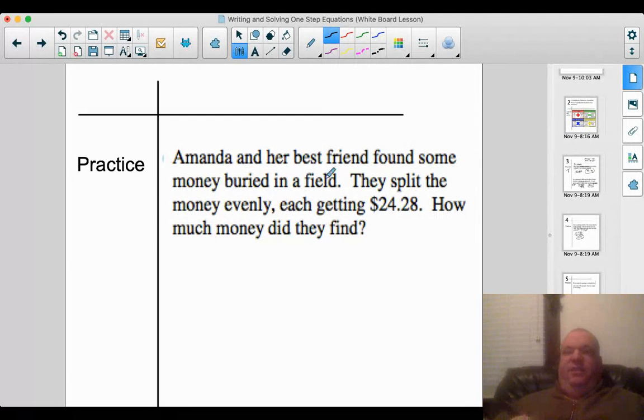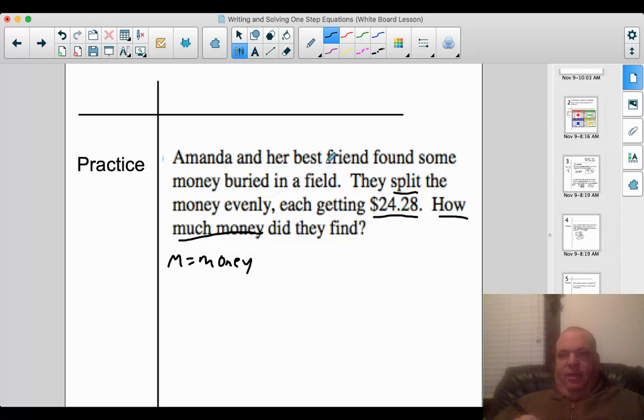Amanda and her best friend found some money buried in a field. They split the money evenly, each getting this much. So they're splitting evenly. How much money did they find? I want to know the total money that she found, so I need to define a variable for that. Let's use M. So M stands for the money.